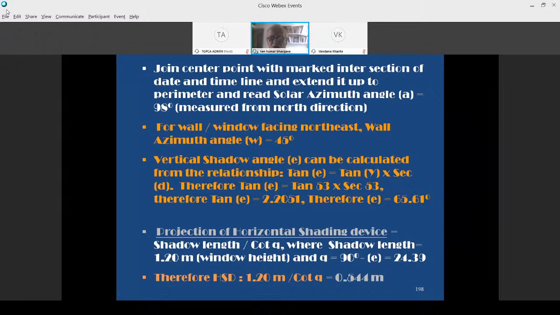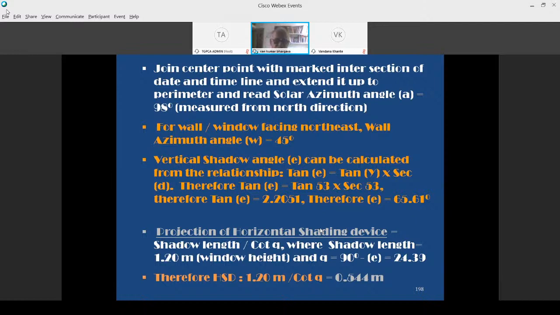So find out the difference between the wall azimuth angle and the solar azimuth angle. You already have the value of the solar altitude angle, that is gamma. So find out the value of E, that is epsilon or the vertical shadow angle. Find out how much it comes to. As per my calculation, tan of sigma or the vertical shadow angle will be 2.2051. Therefore, E is equal to 65.610, the value of the vertical shadow angle.